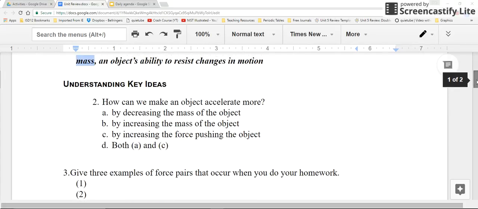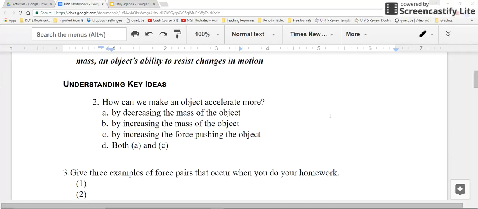All right, the next question was, how can we make an object accelerate more? Remember what accelerate means. It means to change the motion, like speeding up, slowing down, or turning could be acceleration. So how can we make it accelerate more? Let's look at the options. We'll ask ourselves, does it accelerate if we decrease the mass of an object? Maybe. By increasing the mass of an object? Maybe. By increasing the force pushing on an object? Or both A and C?